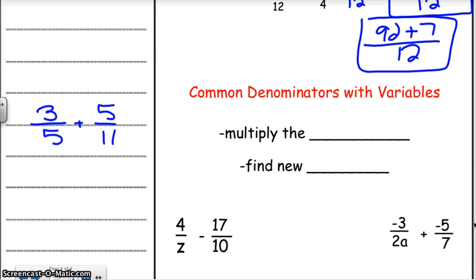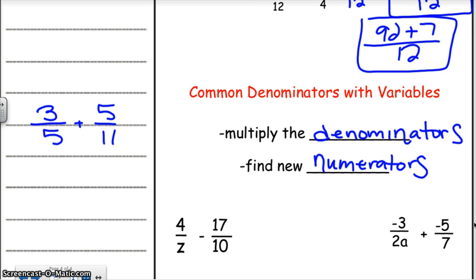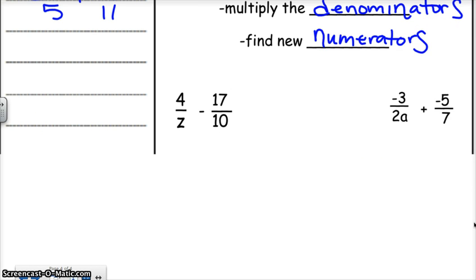It's the same thing here. So you're going to multiply the denominators, and then you find the new numerators. Multiply the denominators, find the new numerators.